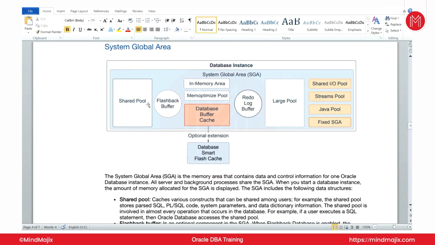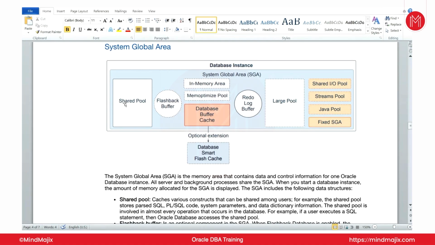So what we learned, this area is shared by server processes. Okay, so when you connect to the database instance, you have your server process. When Keshav connects to the database instance, he will have his own server process. But both server processes can share this area. So if any parsed SQL is stored here, it will be accessible to all the user sessions.